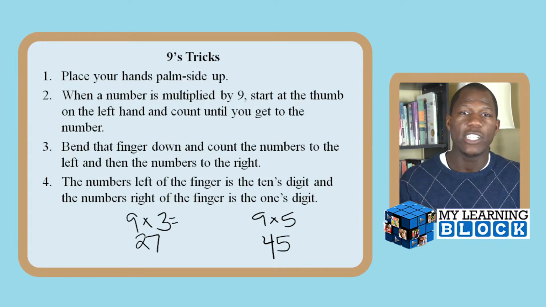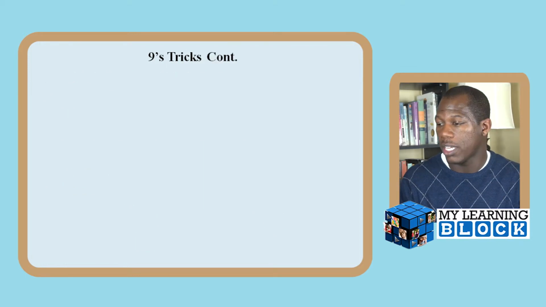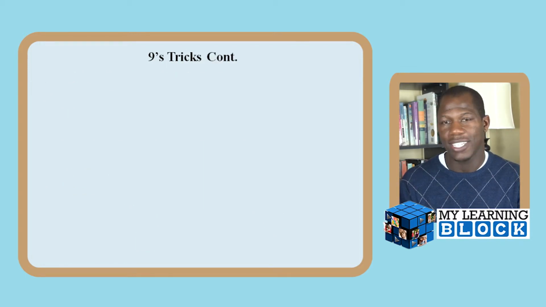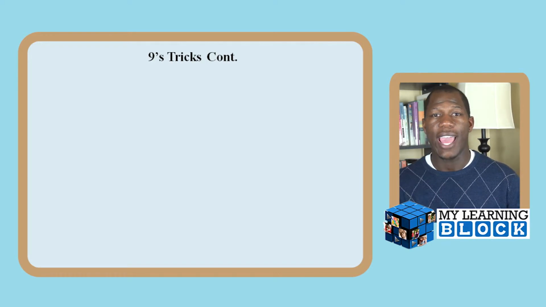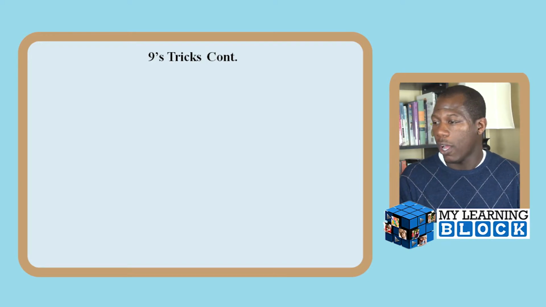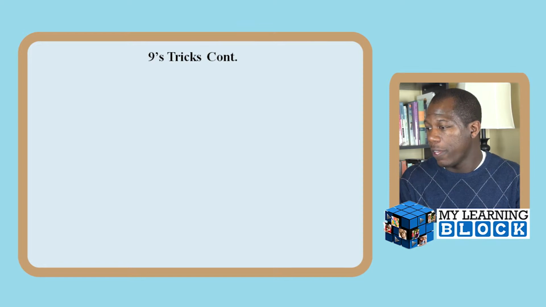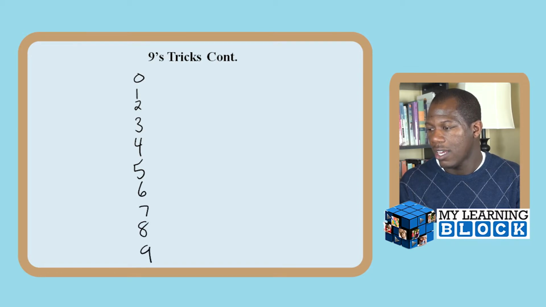So that is the 9's trick using your hand, but there's also many other tricks, such as 9's trick continued. This is a cool one. All right, you've already seen that any number multiplied by 9, the digits have to add up to 9. But also, if you were to take the numbers 0 through 9 and count them down, such as 0, 1, 2, 3, 4, 5, 6, 7, 8, 9, and then you reverse that count.